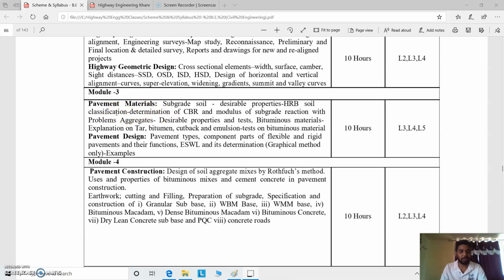And in the second part of your third module you will have pavement design, which concerns the types and component parts of both flexible and rigid pavement, and equivalent single wheel load and its determination using graphs. And there will be problems on this equivalent single wheel load as well as on the determination of CBR values.